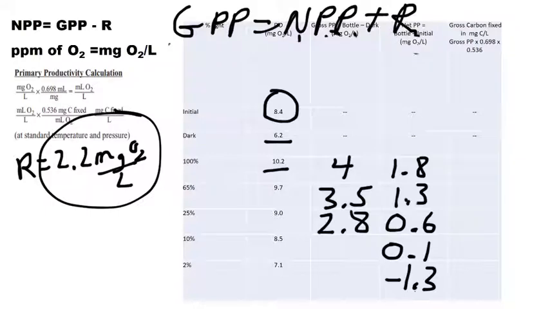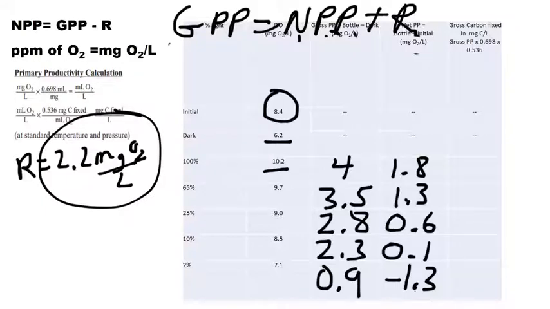For the 10%, the net primary productivity was 0.1. The amount used up by respiration was 2.2, so that puts us at 2.3. And for the 2%, negative 1.3 was the net primary productivity, plus the 2.2 used up by respiration, and we end up with a gross primary productivity here of 0.9. And again, that's milligrams of oxygen per liter of water.